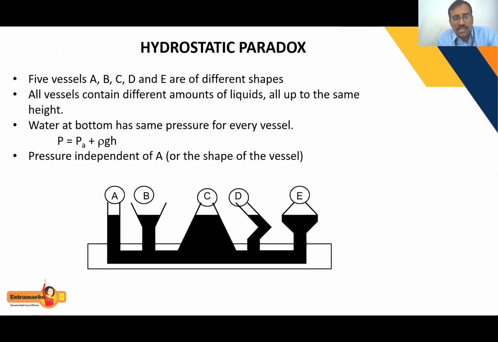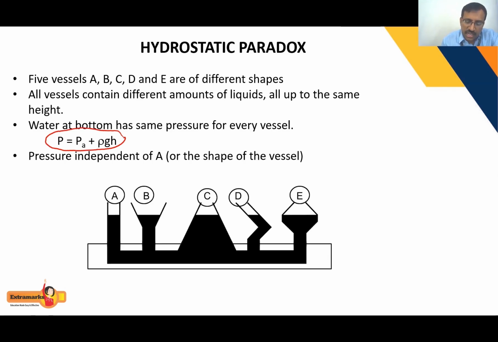Hydrostatic pressure, in the sense that when the fluid is at rest, is the pressure exerted at the bottom, on the horizontal line. As we discussed, A, B, C, D are different shapes, and I am considering P at the bottom. Each container's bottom pressure is P_A plus rho g h.